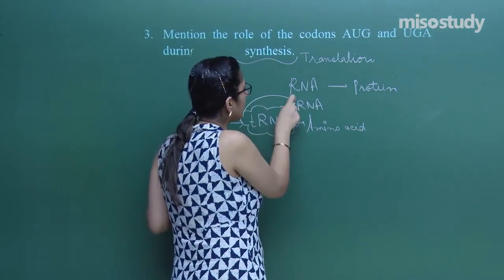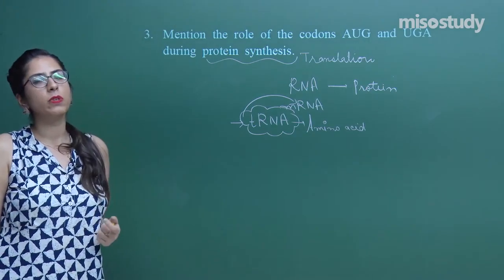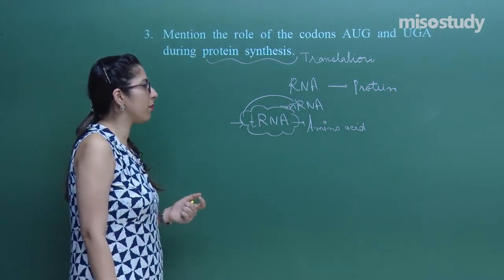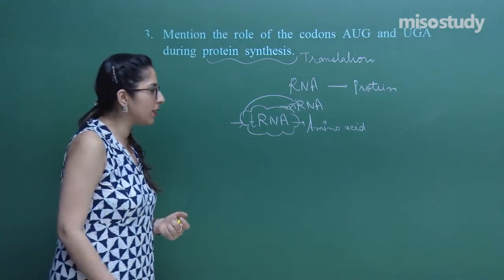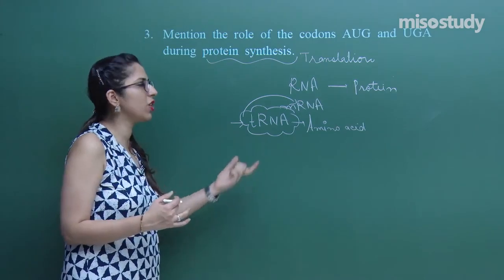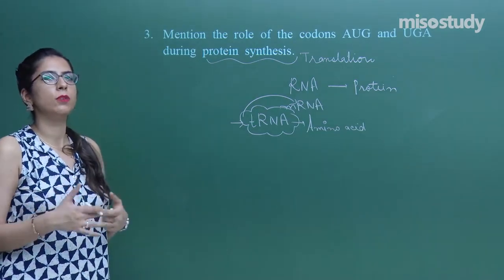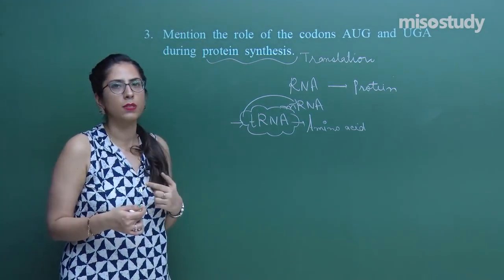This tRNA goes to the mRNA and decodes whatever sequence is mentioned in the mRNA. It has an anticodon present in it and an amino acid attached to it. And these amino acids are left over there. After that, the uncharged tRNA is released. And again, similarly, the next triplet codon is converted into an amino acid sequence.